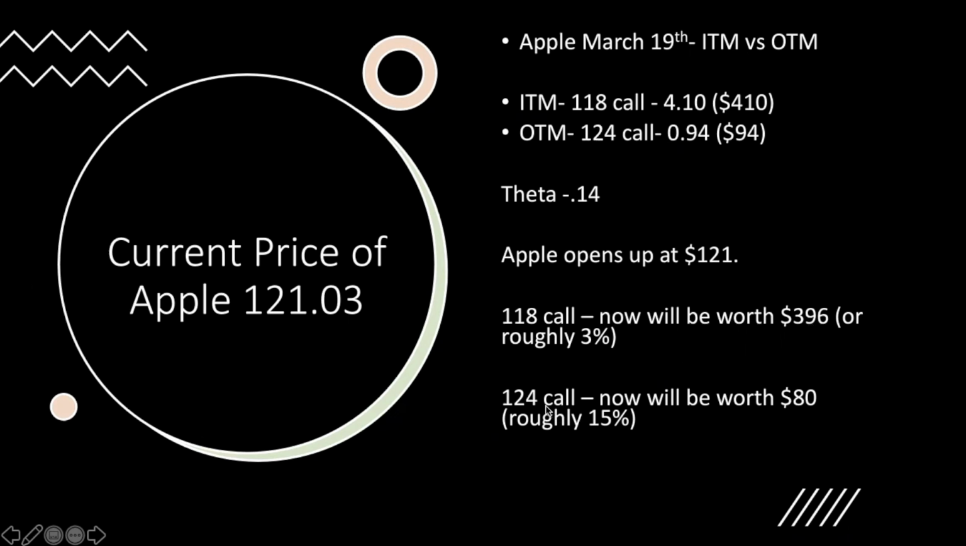But now let's look at the out of the money 124 calls. Now it's actually going to be worth $80, because it's 94 minus $14, which is $80. And you're roughly down 15%. So just on the same theta, your 124 out of the money call is down 15%, which is a lot compared to that 3%. So that's why usually it's better to pay a little bit more for the in the money calls compared to the out of the money calls, because even if Apple stays the same at $121 the next day, you're only going to be losing 3% versus 15%.